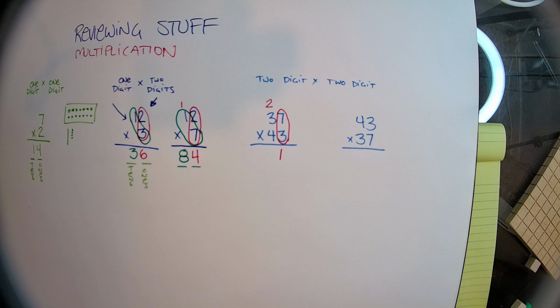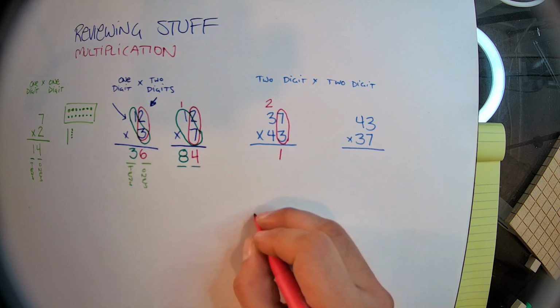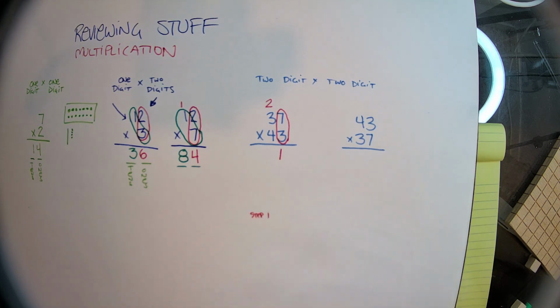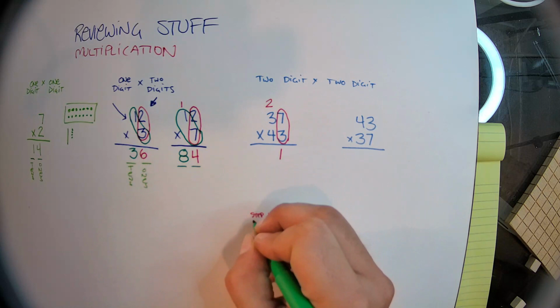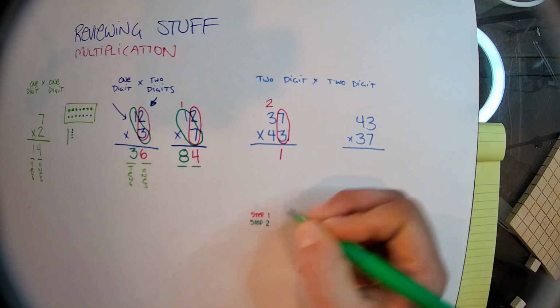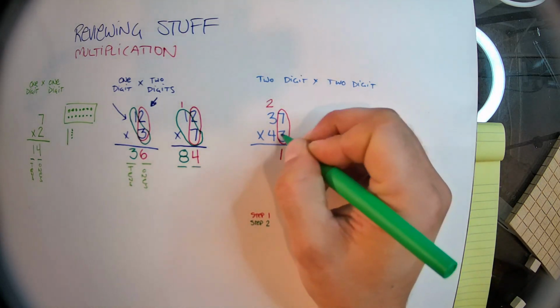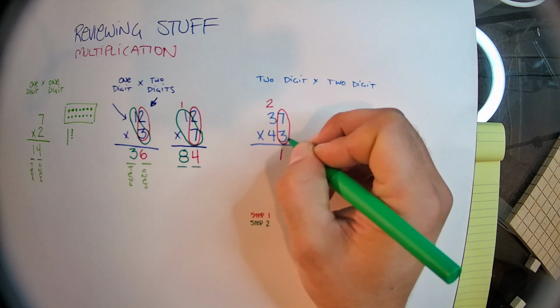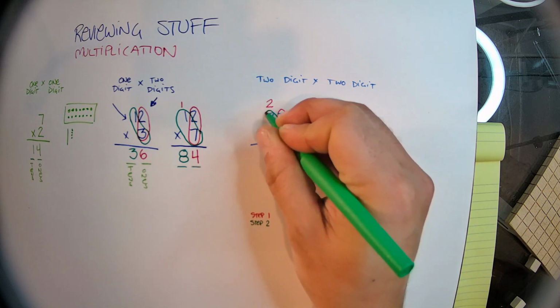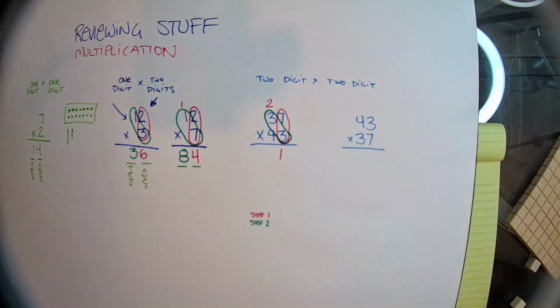Step 1 was in the red. So I'll even write step 1. We did the ones place times ones place. All right? Step 2 is going to be the green. What we're going to do is take the bottom ones, the same one we started with, and multiply it times the top tens.